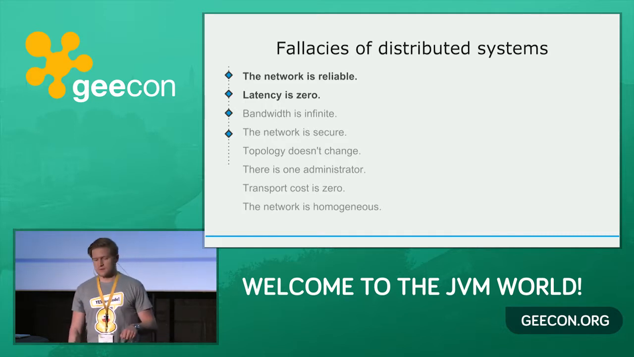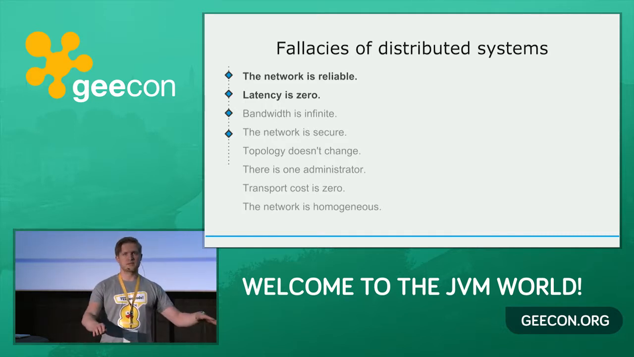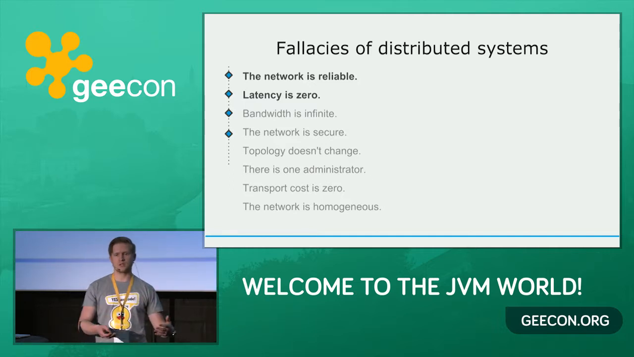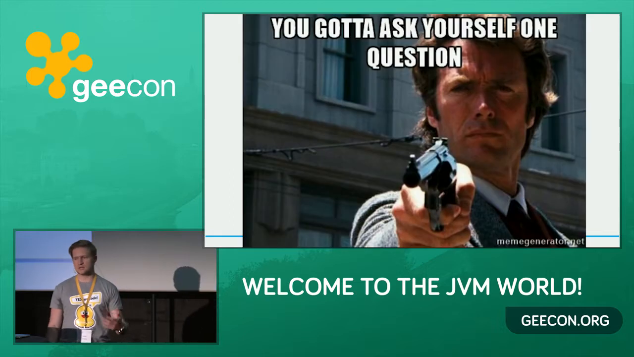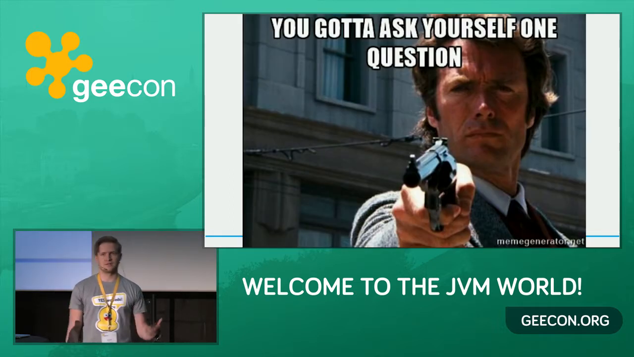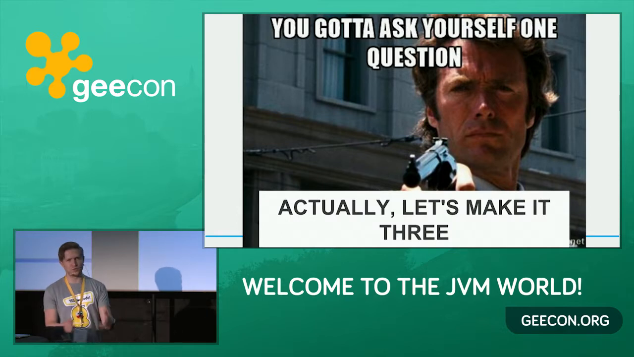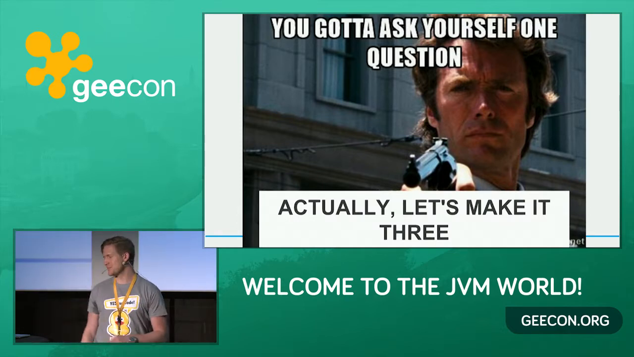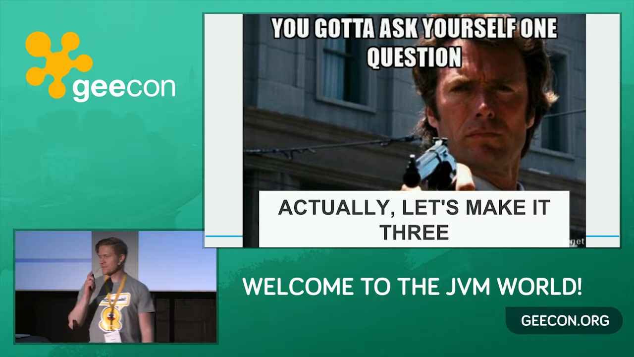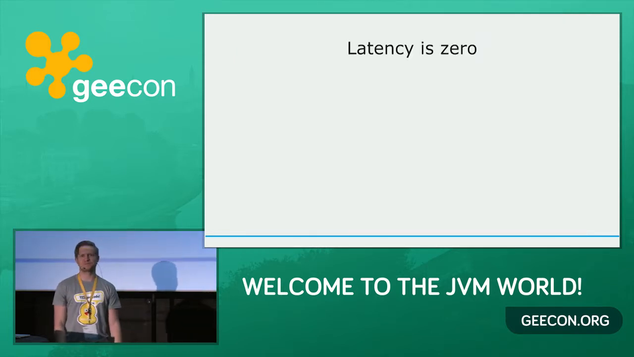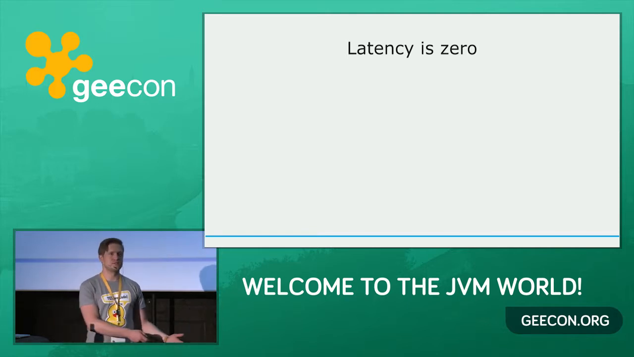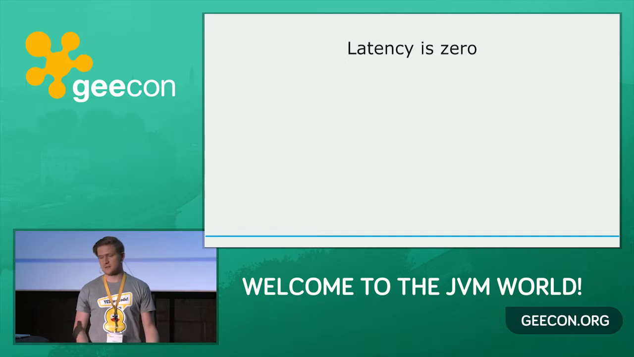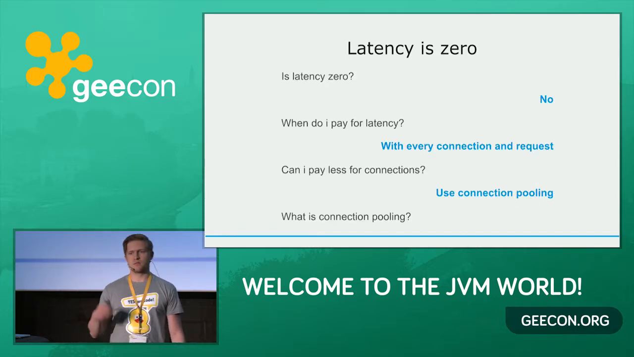But okay, this is the base. So where do we go from here? What do we have to do to choose the right implementation? What you have to do is ask yourself one question. Or, well, actually, you're going to ask 3 questions. So, first, latency is 0. Well, is latency 0? Since it's a fallacy, of course, it's not. So let's start a thought process. Is latency 0? Of course not.